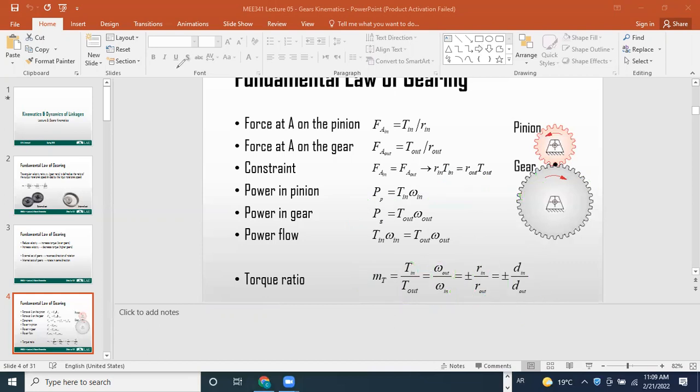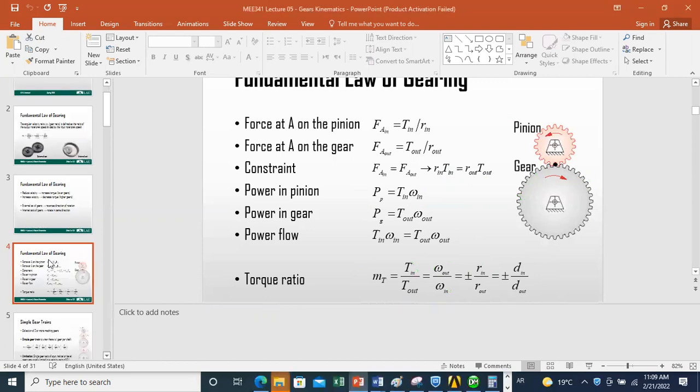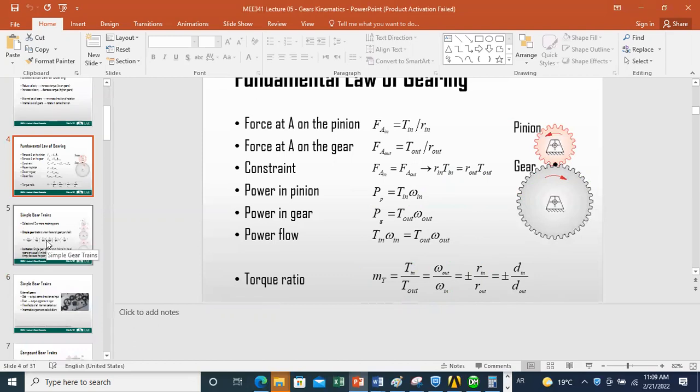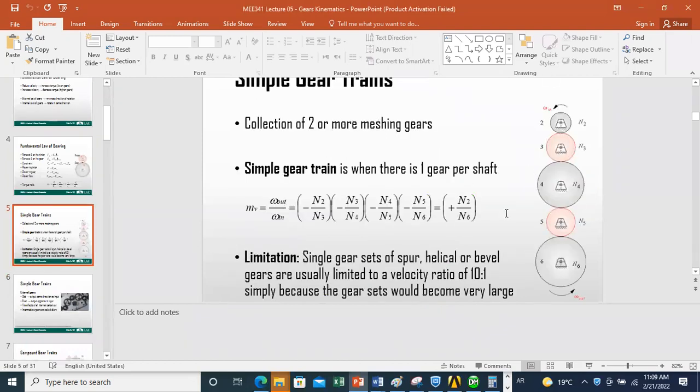Now, let us use this to do the analysis of gear trains. So if we look at the following figure, for example, you have a set of gears in mesh. So this is a simple gear train. When we say simple gear train, this means that each gear is attached to one shaft. So you have one gear per shaft. And in such gear trains, we'll develop together a general relation for the gear ratio, when we have a collection of two or more meshing gears.